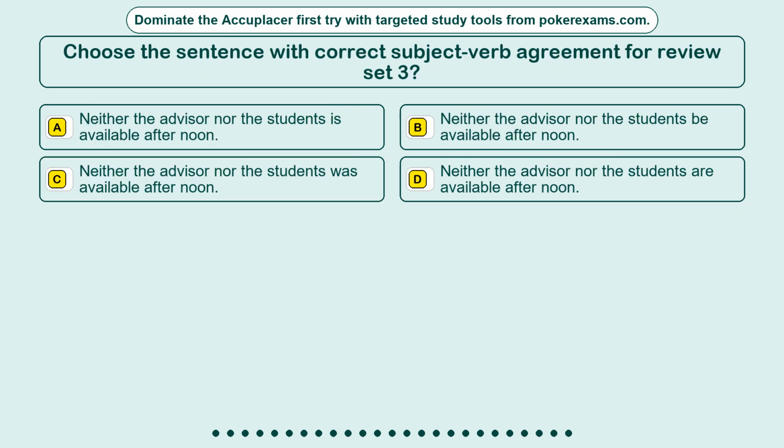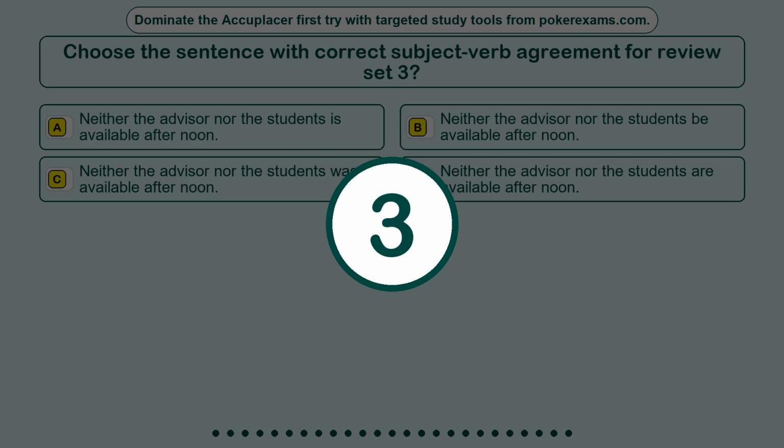Question 18. Choose the sentence with correct subject-verb agreement for review set 3. Option A. Neither the advisor nor the students is available afternoon. Option B. Neither the advisor nor the students be available afternoon. Option C. Neither the advisor nor the students was available afternoon. Option D. Neither the advisor nor the students are available afternoon.